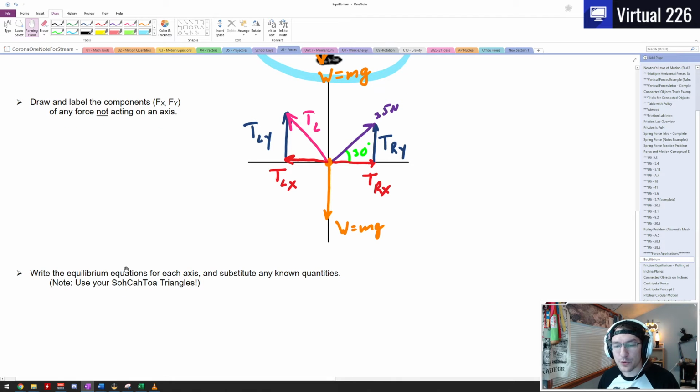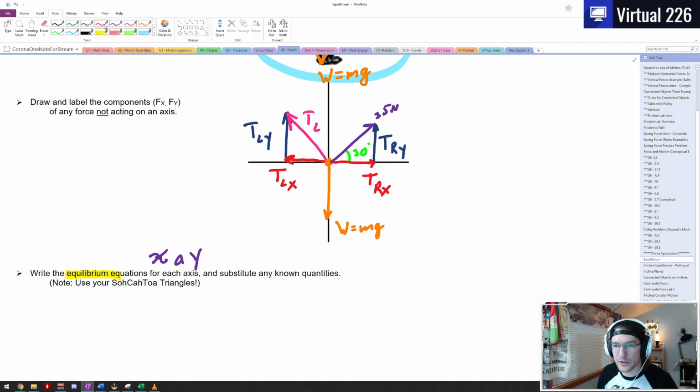So if we want to use the equilibrium equations for each axis, the x-axis and the y-axis, let's go ahead and find what these x values and y values are, and then try to use our equilibrium equations to do this, okay?